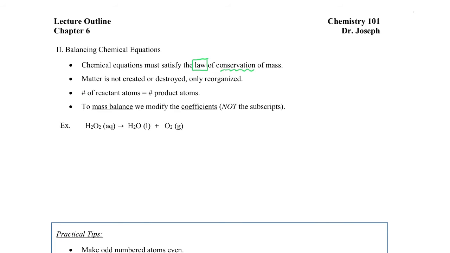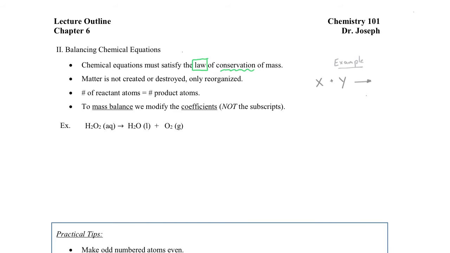So as we learn about balancing chemical reactions, we want to keep in mind first that chemical equations must always satisfy the law of conservation of mass. Specifically, matter is not created or destroyed, only reorganized. So for us, what that means is that the number of reactant atoms, the number of atoms on the left, has to add up to the same number and same type of atoms on the right. Let me show you an example of what I mean by this.